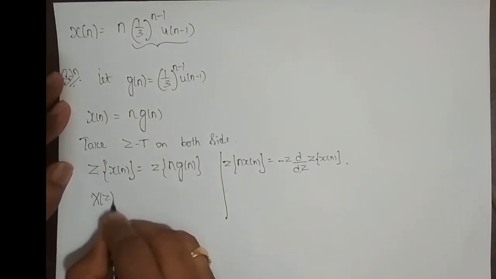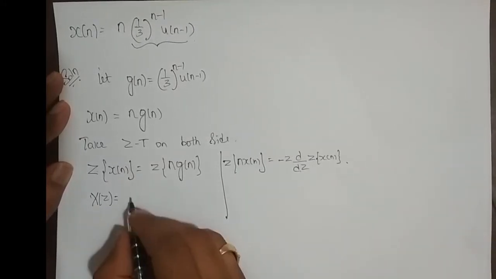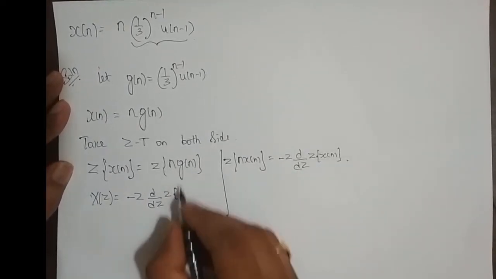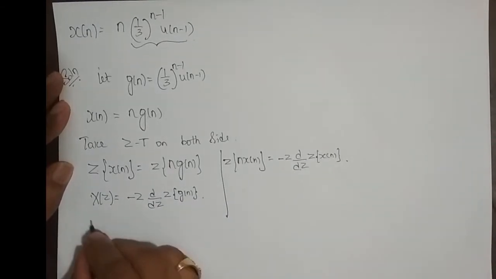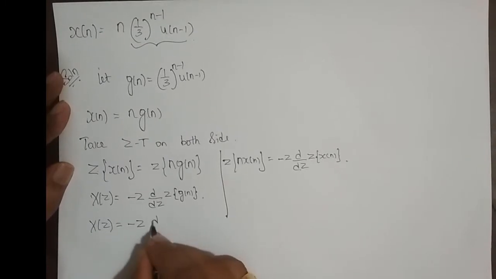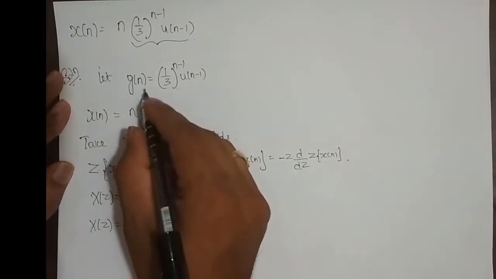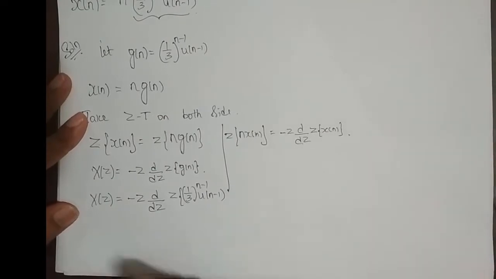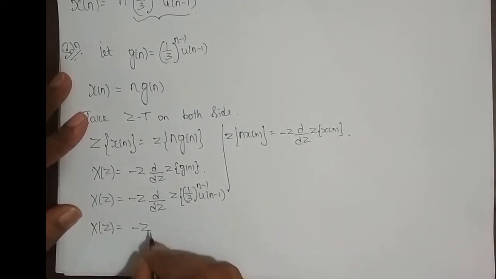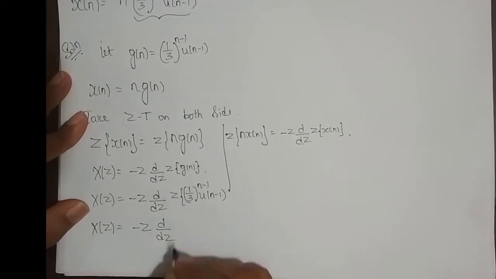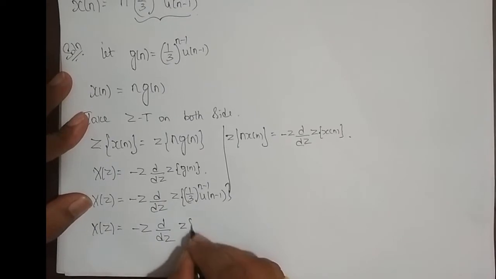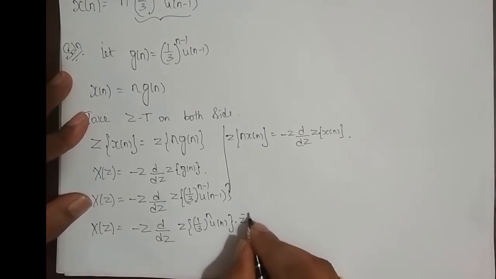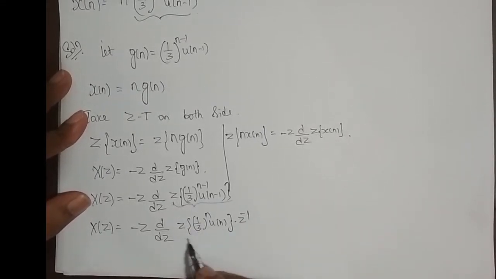Z transform of x of n is x of z. This is equal to Z transform of n into g of n. So it is minus z into d by dz of Z transform of, so x of n I have here, it has to be g of n. So x of z is equal to minus z into d by dz of Z transform of, what is g of n? It is 1 by 3 power n minus 1 u of n minus 1. So x of z is equal to minus z into d by dz of, so I can write this as Z transform of 1 by 3 power n u of n into z power minus 1.